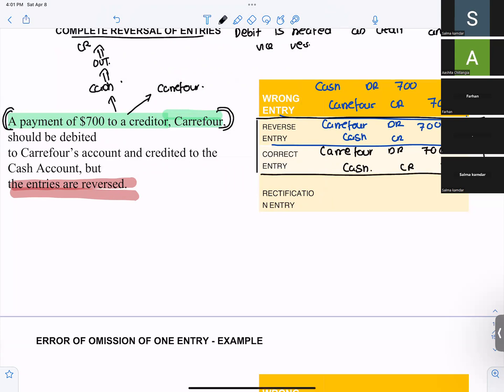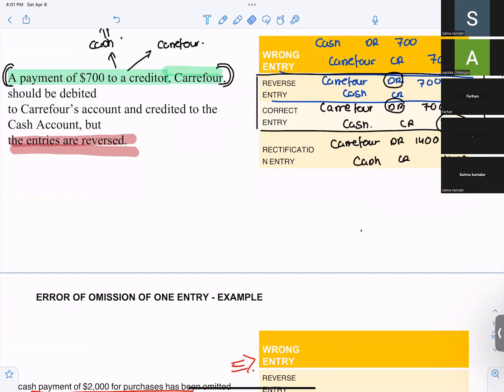So when I'm talking about the sum of these two, Carrefour is debit once and it is debit twice. So debit and debit, what will you do? You will add. So it will become Carrefour debit 1,400. Again, credit and credit, what will you do? Add. So it will be cash credit 1,400. Done. Are you with me? Yes.